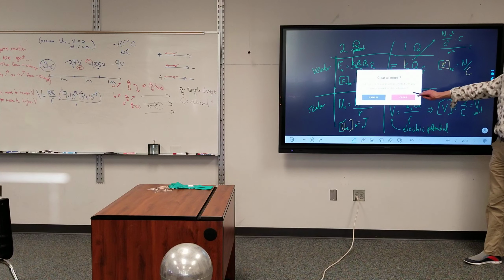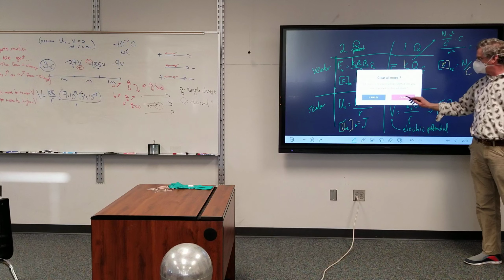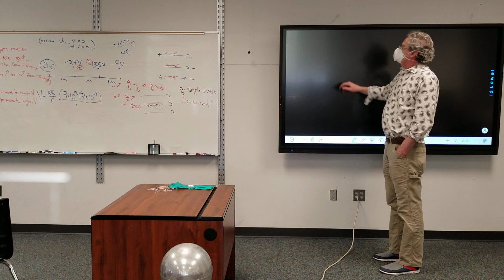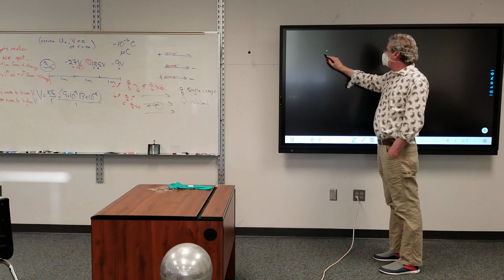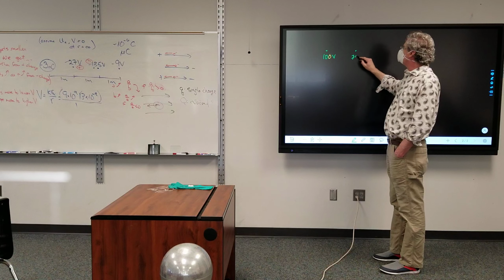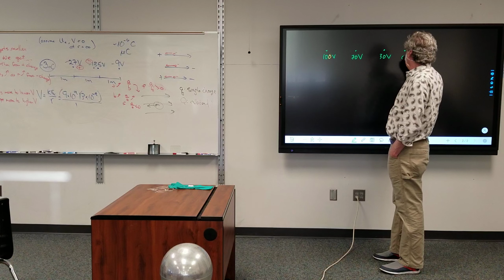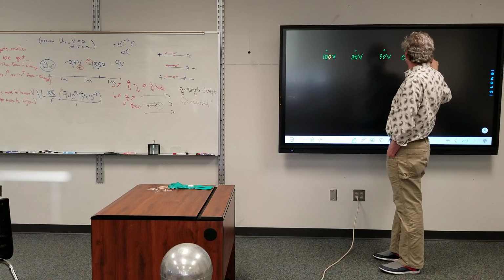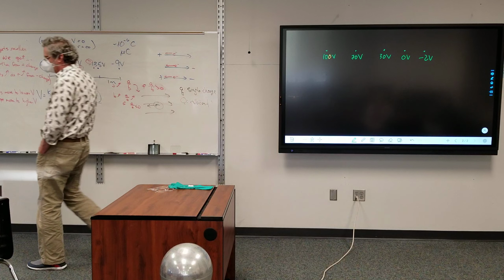Before I erase this, anybody still need this? All right, so I've got some point in space here where it is, we'll just say 100 volts, a point right here where it's 70 volts, and a point right here where it's 30 volts, and a point right here where it's 0 volts, a point right here, negative 2 volts. Assume that there's some configuration of charges that produces this.